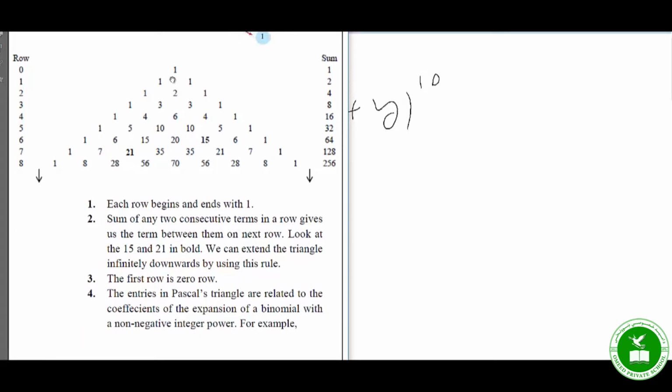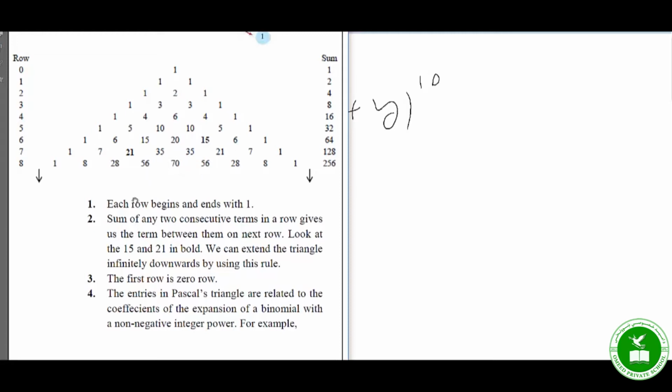The first property is that each row begins with 1 and ends with 1. As you see, 1, 2, 1. Or the fifth row, 1, 5, 10, 10, 5, 1. And the sum of two consecutive terms in a row gives us the number between these two terms in the next row. Look at here, 15 and 21. Let me explain by two examples. 21 is the sum of 6 and 15. Or 15 is the sum of 10 and 5. Or 70, as you see here: 35 plus 35 gives us 70.